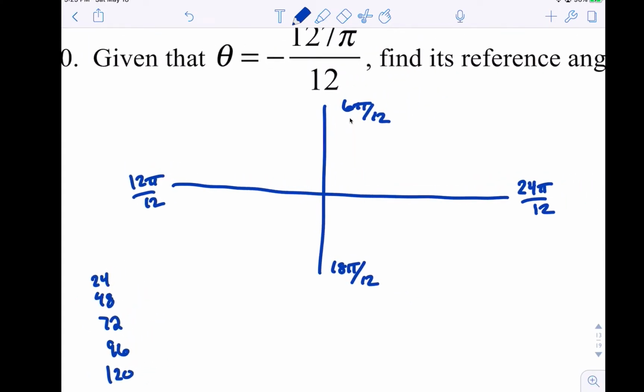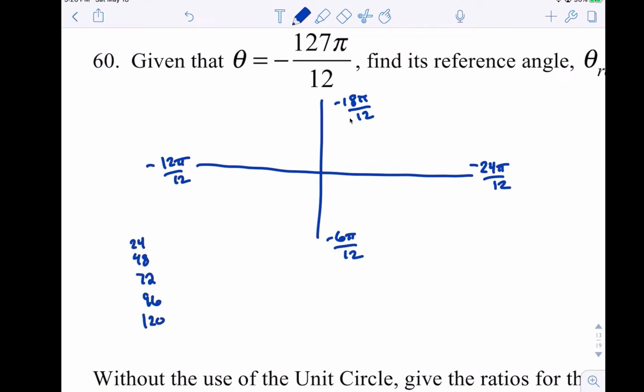Since we're doing negatives, let's actually change these. That's negative 18 pi over 12, negative 6 pi over 12. Okay, so 1, 2, 3, 4, so 5 rotations is negative 120 pi over 12. So I have negative 7 pi over 12 left, right? Which should put me about here. So this would be negative 7 pi over 12.